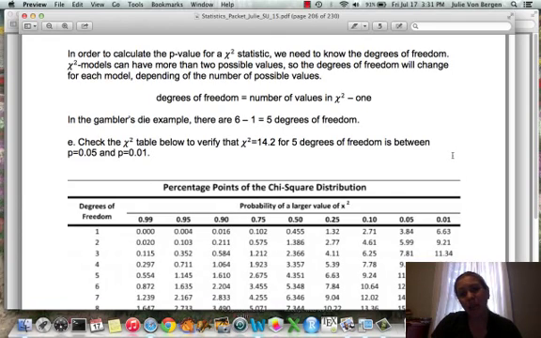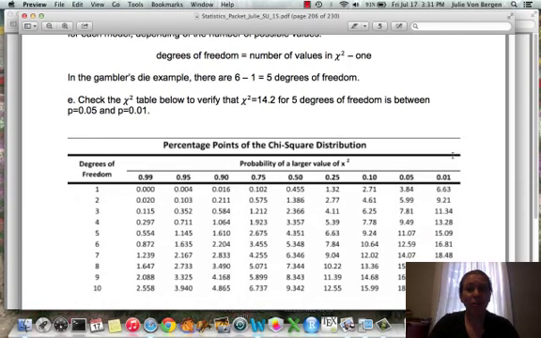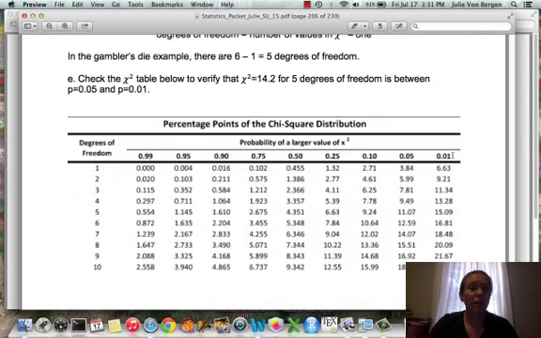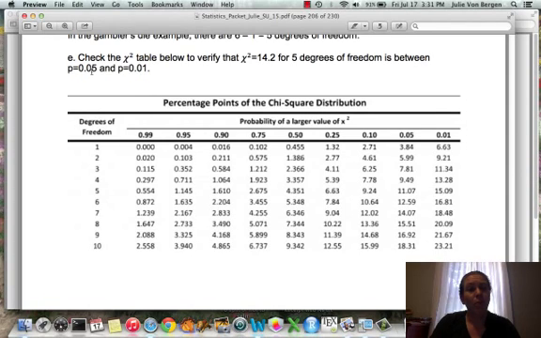So for the gambler's die example, there are 6 minus 1 equals 5 degrees of freedom. So we're going to check the table, right? We can also get values from our calculator, but we can use a table. So we're going to check the chi-squared table below to verify that chi-squared equals 14.2 for 5 degrees of freedom is between probability p-value 0.05 and 0.01. So we come down to 5 degrees of freedom, and then we come over to find where a chi-squared value of 14.2 is. So that would be between probability 0.05 and probability 0.01. See how 14.2 would be between 11.07 and 15.09.